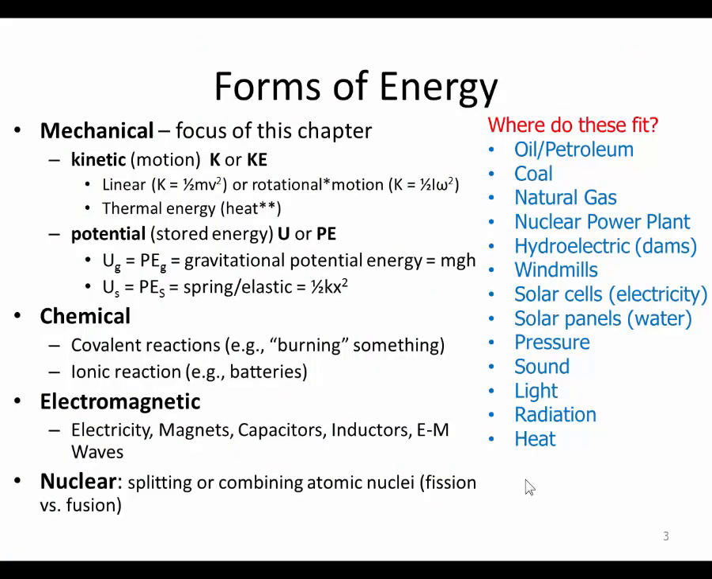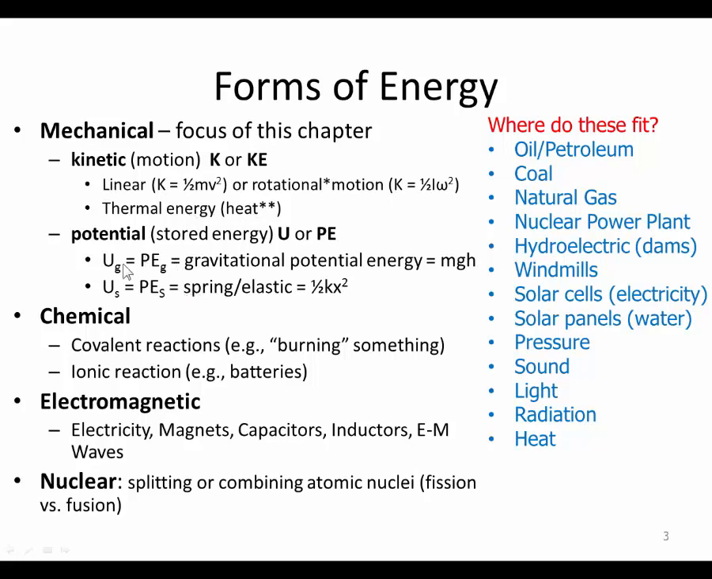So, generally speaking, in Chapter 5, we're talking about mechanical forms of energies. We break it down into two general areas, kinetic energy, which we use a K or a KE, depending on the book you are actually using, and potential energy, which could be a capital U or a capital PE, depending which book you're using. When we're talking about kinetic energy, we have our linear motion and rotational motion. You can also think of thermal energy, which is heat, as kinetic energy down at a molecular level or an atomic level. How fast are the atoms moving?